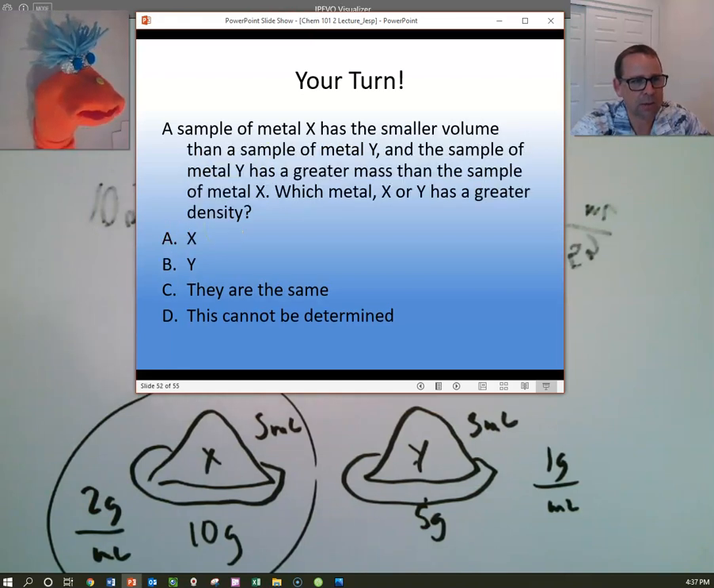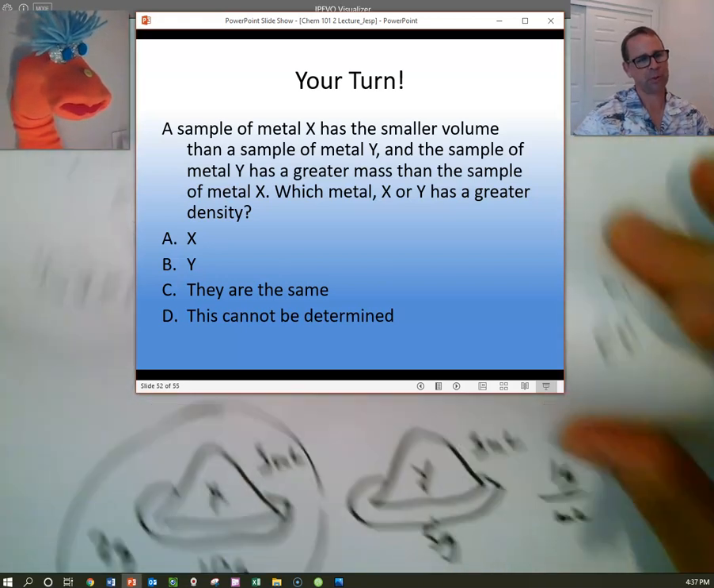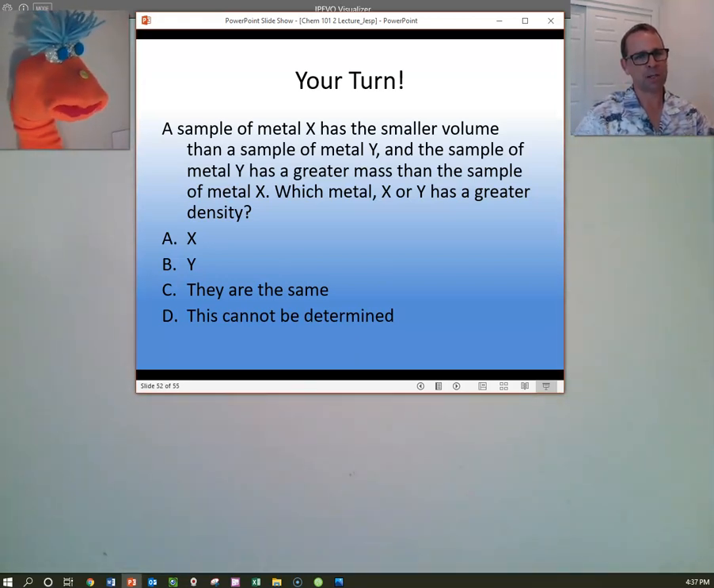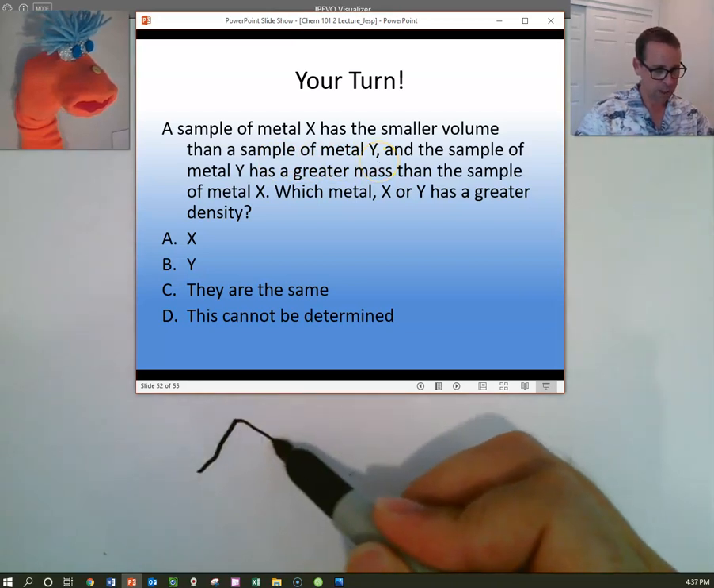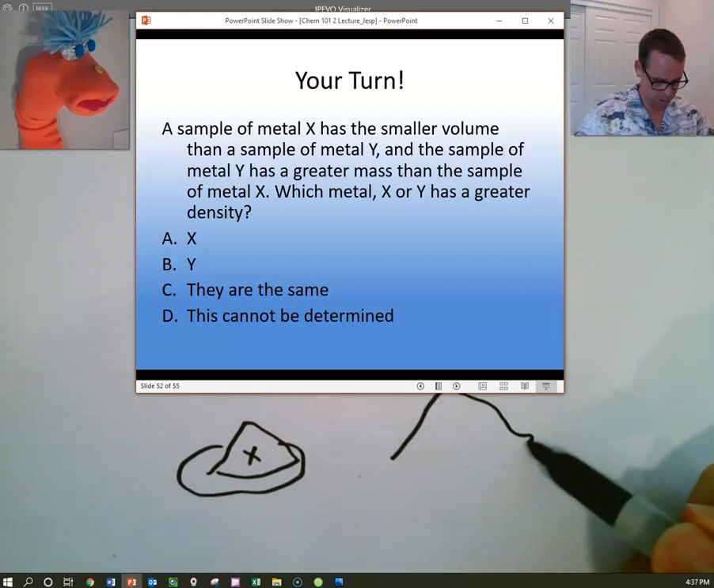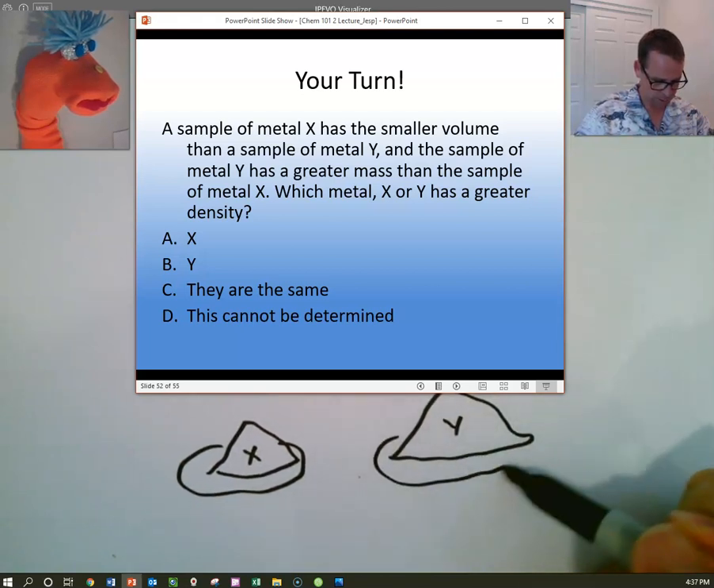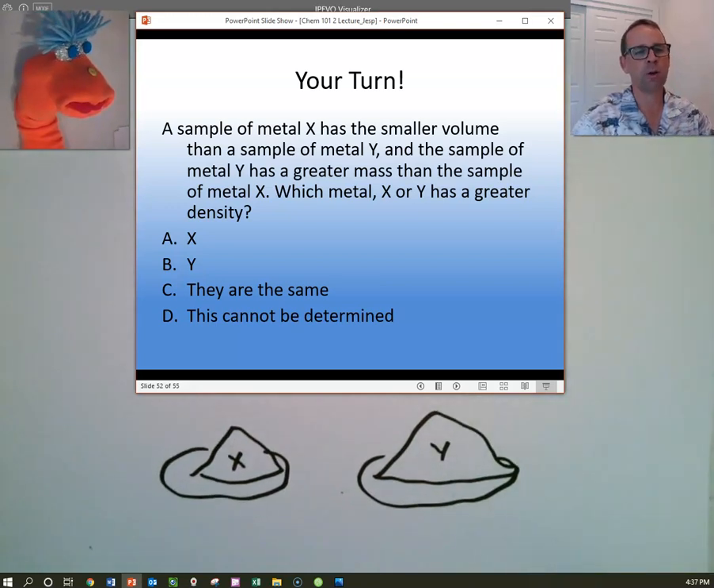Excellent. One more. Okay. Sample of metal X has a smaller volume than a sample of metal Y. So I'll draw the volume of X. It's smaller, this time I'll make sure I make it clear, than Y. Right? It's smaller than Y. So X has a smaller volume than Y.